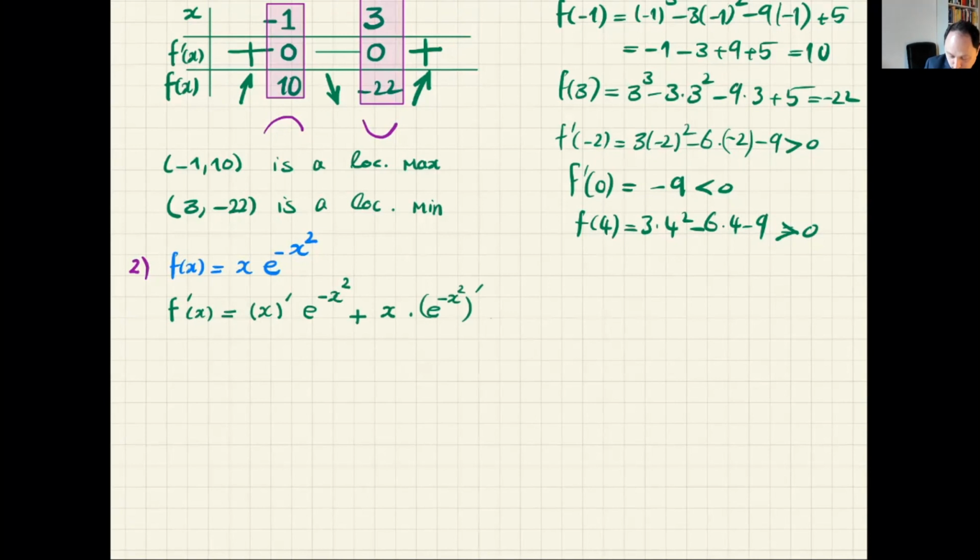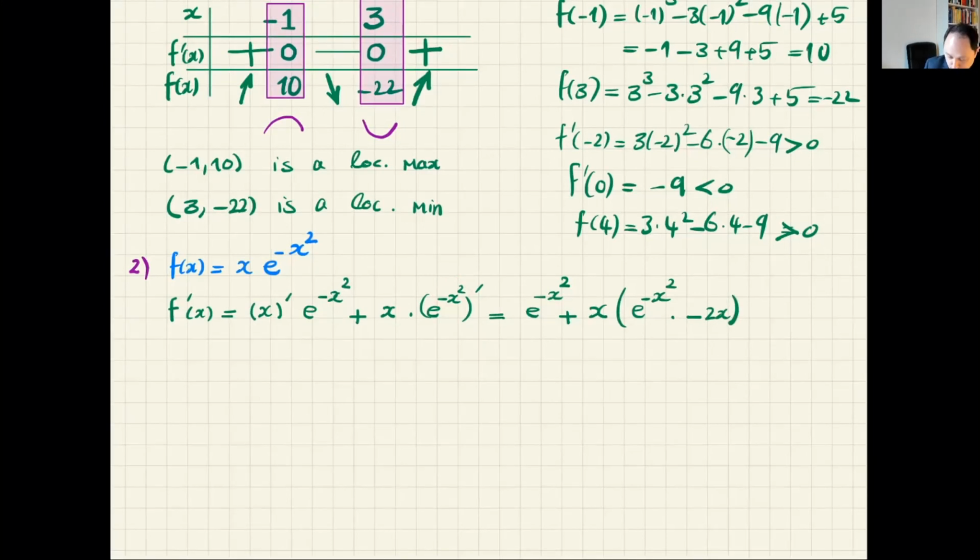But the derivative of x is simply 1, and you multiply it by e to the power minus x squared. And then for the next one, I need to use the chain rule, yes? This I can take to be u. E to the u prime is the same function, but I have to multiply it by an extra u prime. So this becomes e to the power minus x squared, the same function, but multiplied by the derivative of u, which is minus 2x.